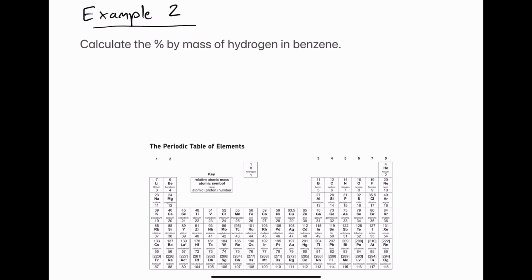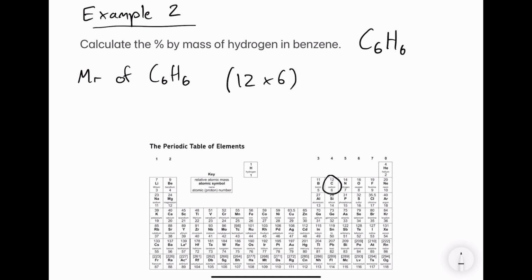Our next example is to calculate the percentage by mass of hydrogen in benzene, which has a chemical formula C6H6. Once again, we need the Mr of benzene, and we get this by adding together the Ar of each of the elements in benzene multiplied by the number of atoms of each element in the formula. So the Ar of carbon is 12, multiplied by the number of atoms, which is 6, and then we add this to the Ar of hydrogen, which is 1, multiplied by the number of atoms of hydrogen, which is 6. And this gives us an Mr of 78.